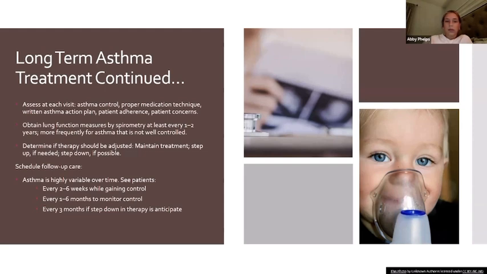Determine if therapy should be adjusted. Like I said, maintain treatment, step up if needed, step down if possible, and then schedule follow-up care. So asthma is highly variable over time. See patients every 2 to 6 weeks while gaining control, every 1 to 6 months to monitor control, and then every 3 months if step-down therapy is possible.